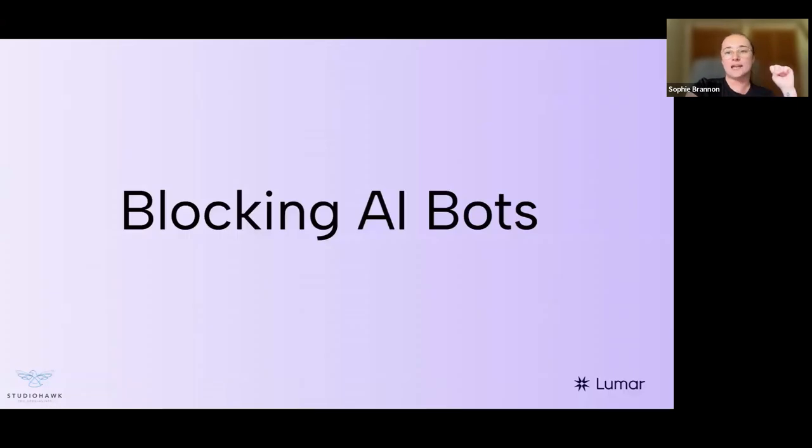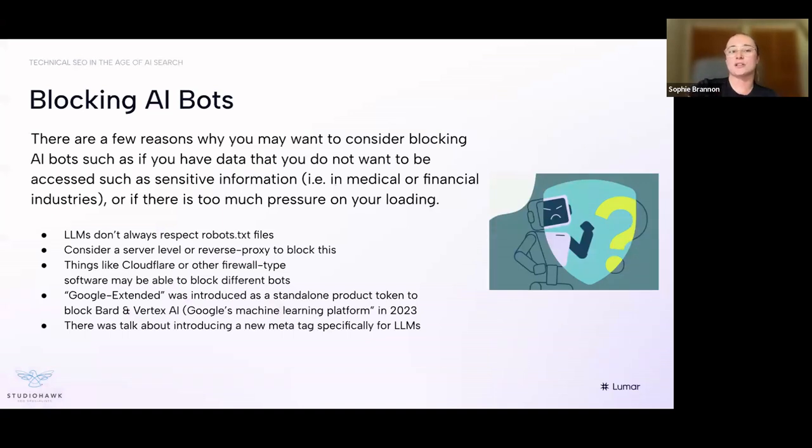So the next thing is blocking AI bots. Obviously, if we're blocking AI bots, it means that we're not able to show up in LLMs, in AI overviews or AI mode or anything like that. But there are some circumstances where you may want to consider blocking AI bots. For example, if you have sensitive information, medical or financial, that you don't want accessed, or if there's too much pressure on your page loading and page speed and you need to upgrade servers. There are a few different reasons why you may want to think about this.